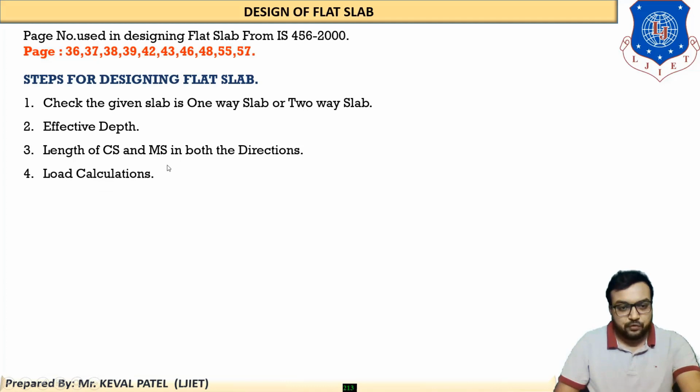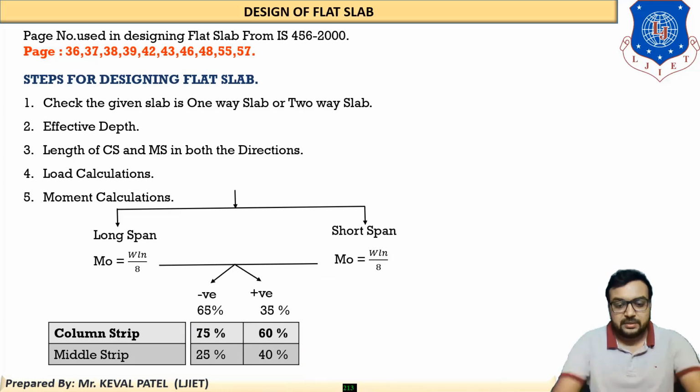Our step number 4 is to find out the load calculations. After finding the load calculation, our next step is the calculation of moment. In the moment calculations there are two spans. The first one is the long span and the second one is the short span. This is our LY and this is our LX.